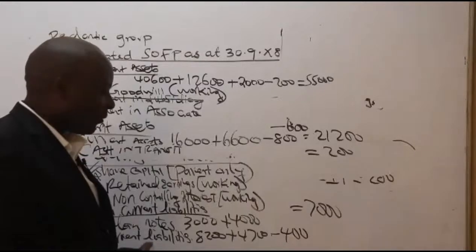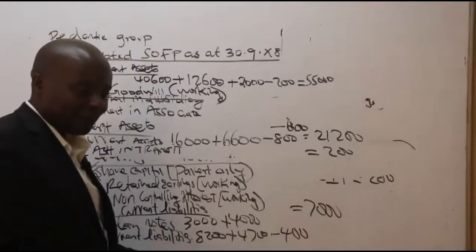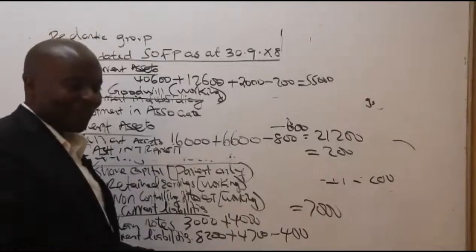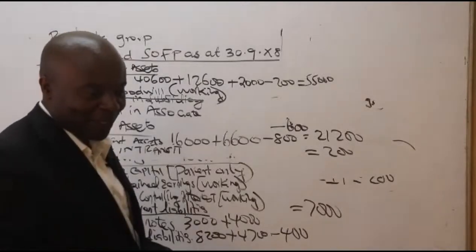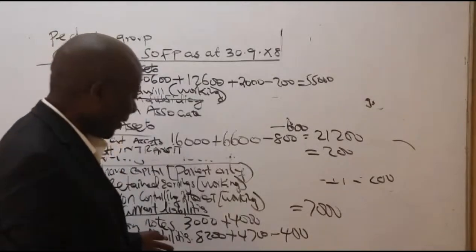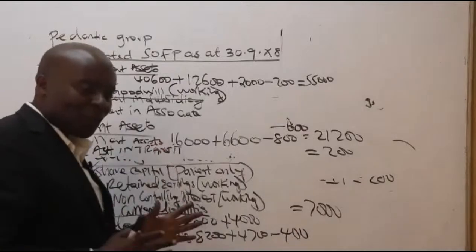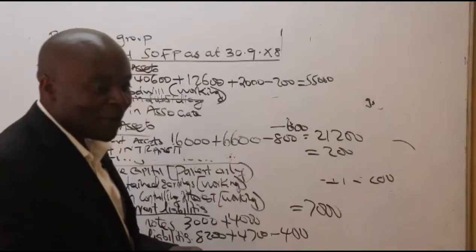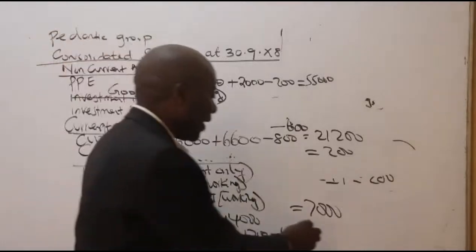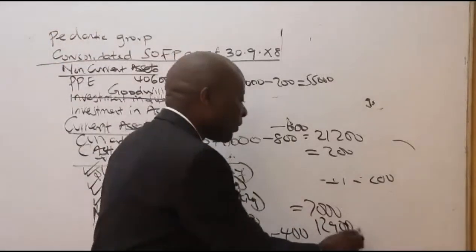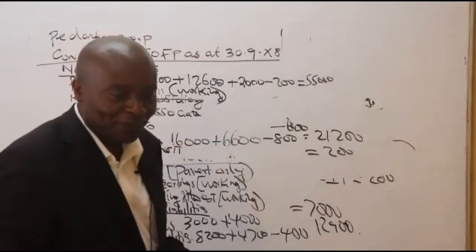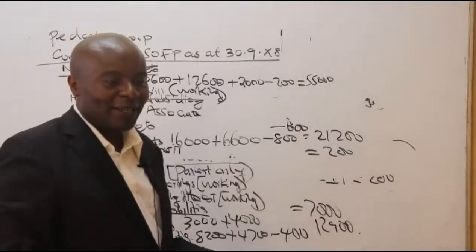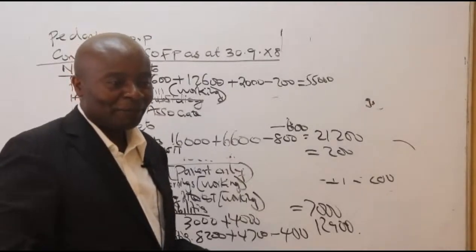How about current liabilities? Is there anybody who can give me the current liabilities very fast? If I do it this way, I'll end up with 12,900. I'll end up getting so many marks without even knowing what I'm doing, more than half of the marks.